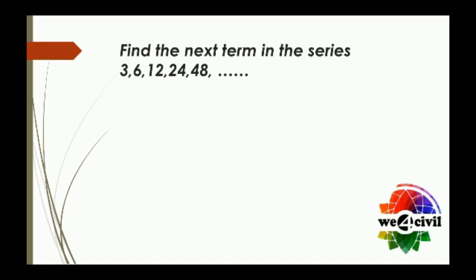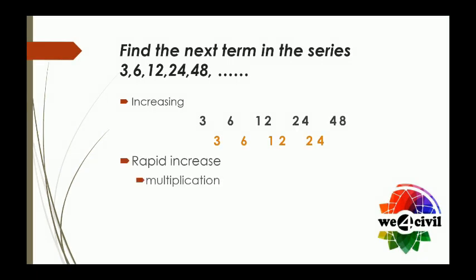I have colored in orange the difference between the successive numbers, meaning from 3 to 6 it's 3, 6 to 12 it's 6, 12 to 24 it's 12, 24 to 48 it's 24. So the variation is also increasing. That means it is a rapidly increasing variation.